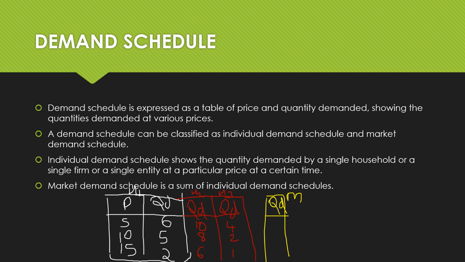So at 5 rupees, the quantity demanded by the market is 6 plus 10 plus 4, that is 20. At the price 10, the quantity demanded by the market is 5 plus 8 plus 2, that is 15. Now, at 15 rupees, the quantity demanded by the market is 2 plus 6 plus 1, that is 9. So now this is the market demand schedule.